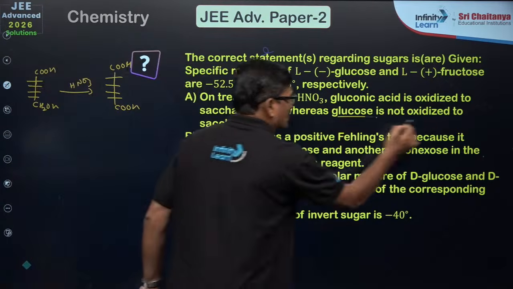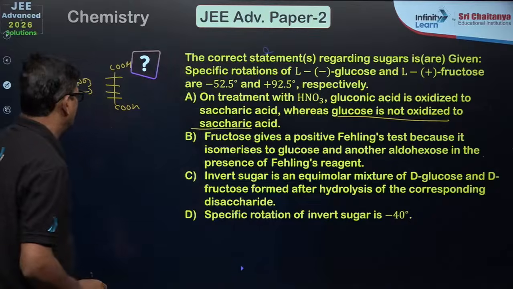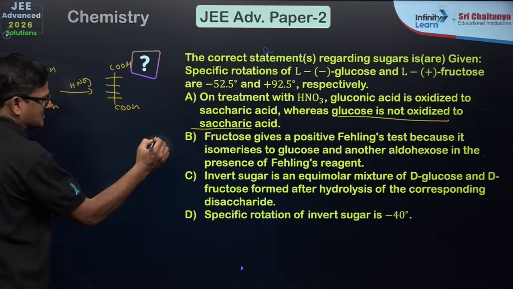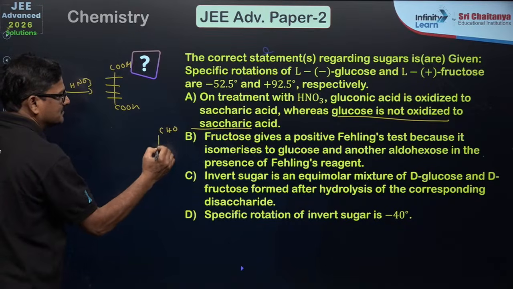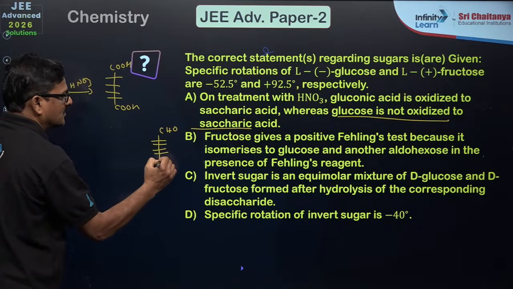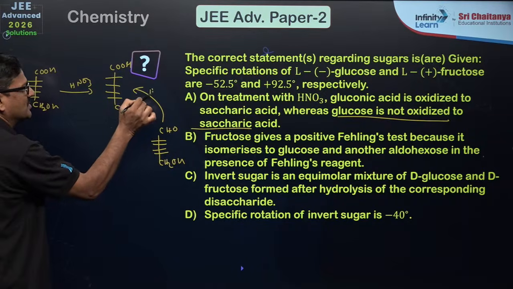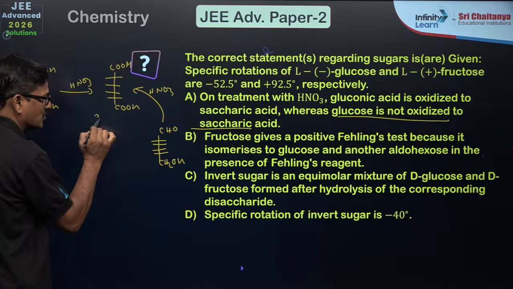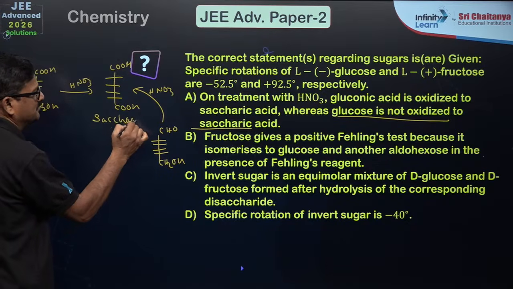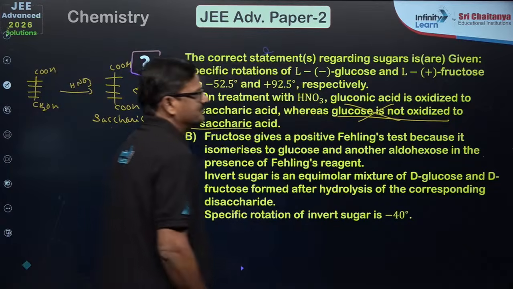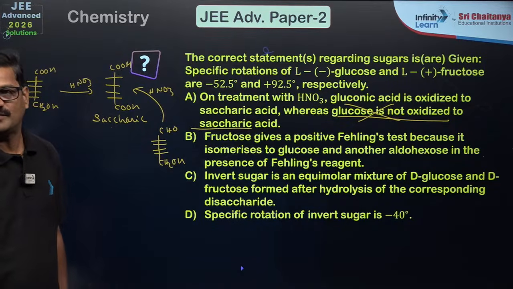Whereas glucose is not oxidized to saccharic acid. When you see the glucose structure, it is CHO and CH2OH, and on treatment with HNO3 it also gives rise to saccharic acid. So this part of the statement is wrong. I want to say this is the wrong statement.